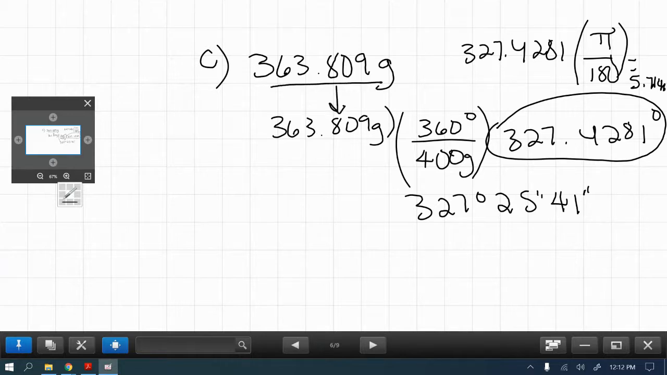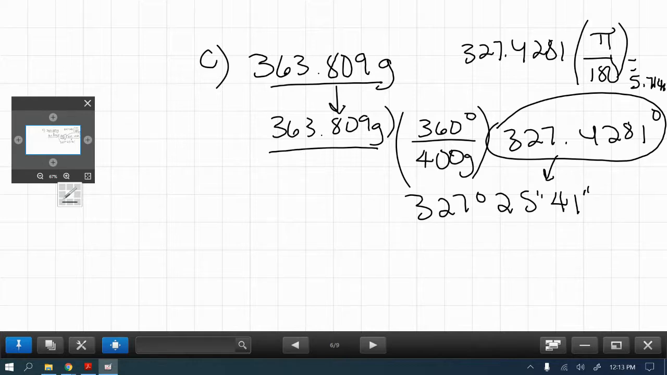To put it into decimal degrees, there's 360 degrees in a circle, which is one revolution. There's 400 grads in one revolution, which is 360 degrees. So you'd say 360 divided by 400 times 363.809. I got 327.4281 degrees. And then I converted it to degrees, minutes, and seconds in my calculator.